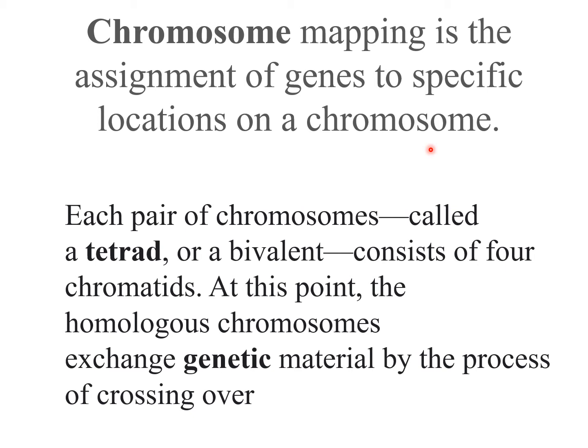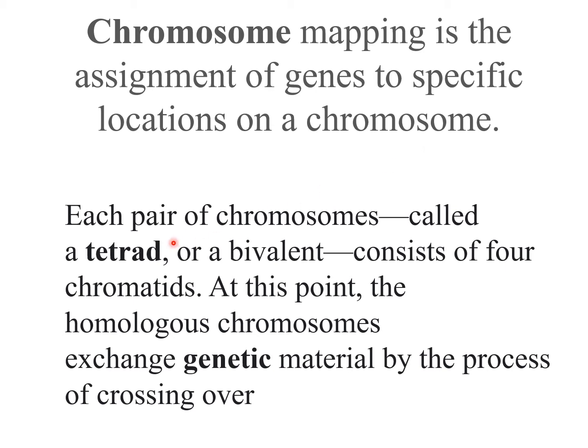It means we can find out the distance between two genes, or we can find out the distance between a particular gene and the centromere. Or we can determine the sequence of genes, like gene A is followed by B followed by C, this way. This is known as chromosome mapping.